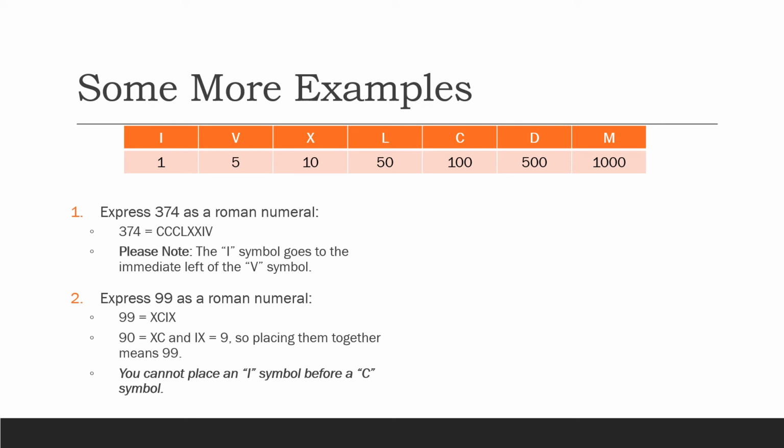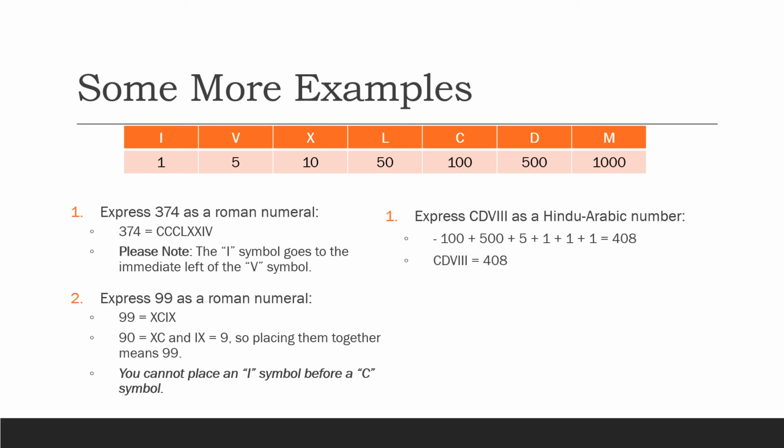On the other side of the coin, we can look at something like CDVIII. Well, just like before, the C is on the wrong side in the ordering, so we think of it as negative. So that's -100 plus 500 plus 5 plus 1 plus 1 plus 1, which is 408. So CDVIII is 408.